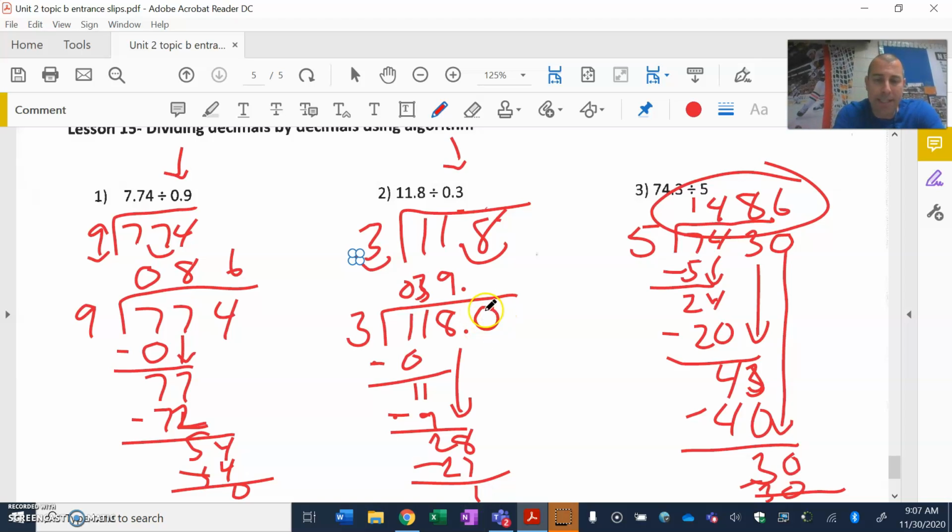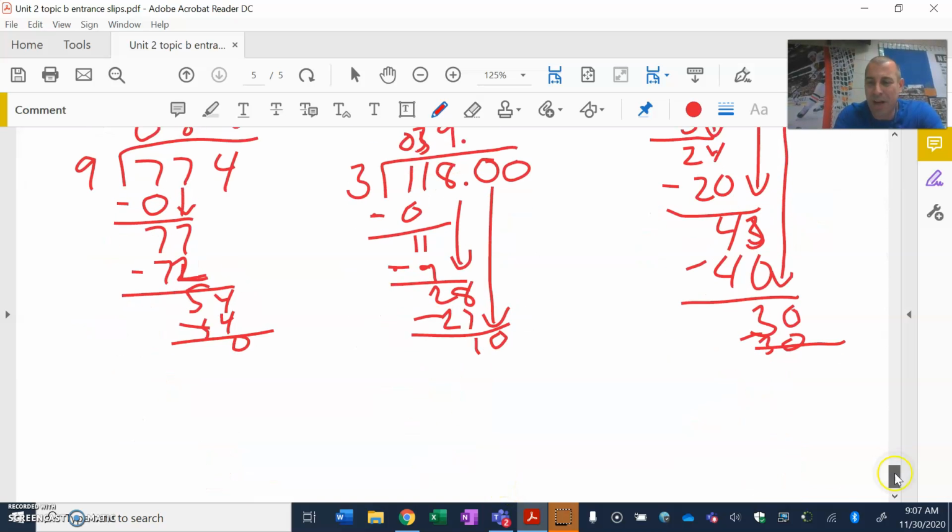So now I can add my 0. Like I said, I always like to add 2 of them there. Just, I don't know, I feel like sometimes I have to use it later on there. So I'm going to take care of it. Okay. So how many groups of 3 can we pull out? 3. All right. So 3 times 3 is 9. Subtract. I get a 1. Bring down my next number.